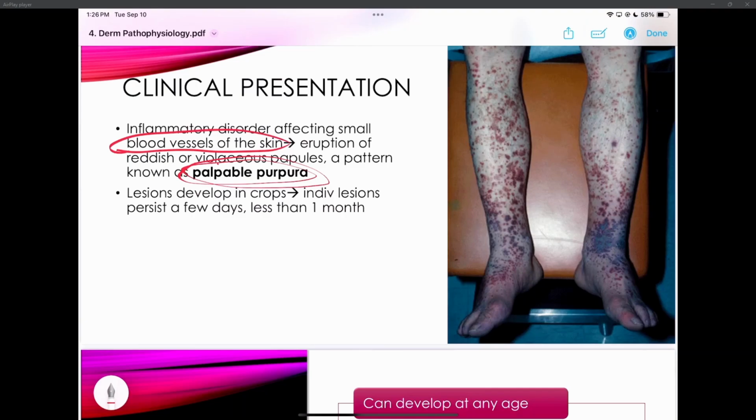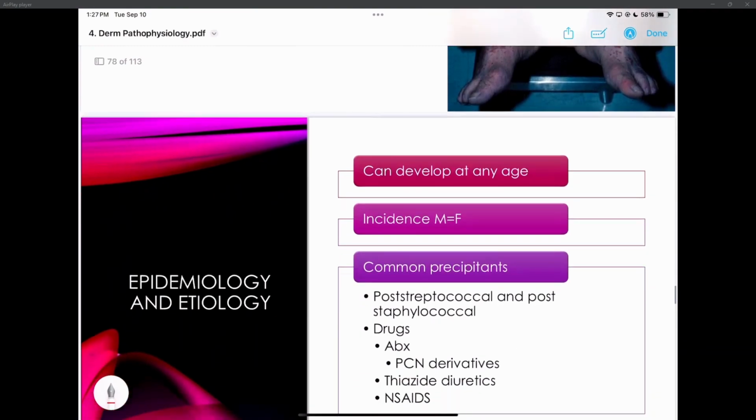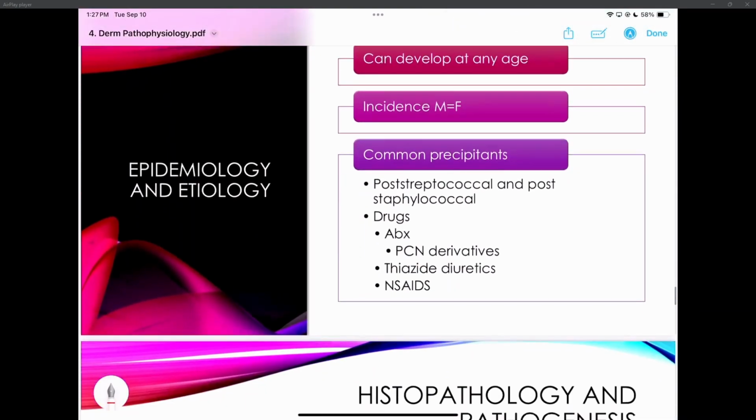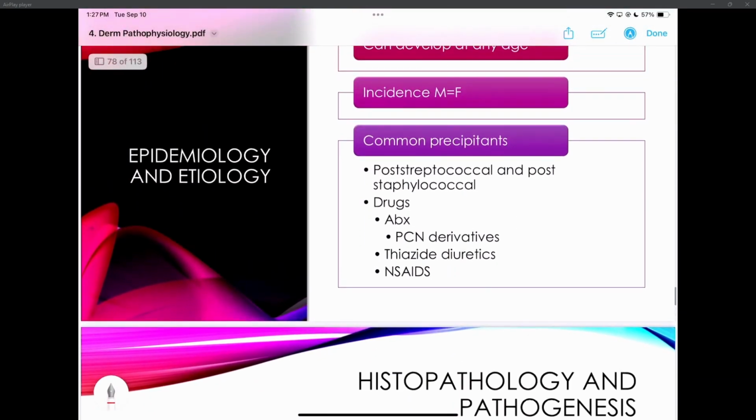They develop in crops. Again, wherever those vessels rupture, that's where you're going to have that lesion. The more vessels rupture, the more lesions you're going to have. It can develop at any age. Incidence between male and female is the same, but the precipitants are post-streptococcal and post-staphylococcal infections. So if they come in with this type of infection, find out what happened. Were they sick beforehand? What were they going under? And then obviously drugs: penicillins will cause this. Here are your thiazides again. And NSAIDs, if they have a reaction to them, can cause this as well.